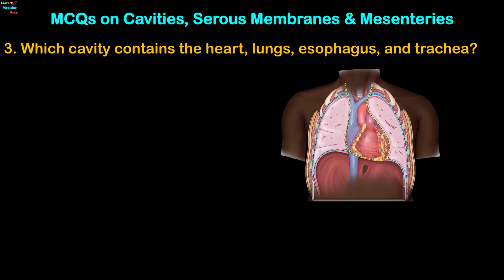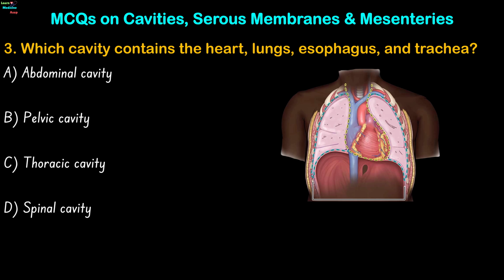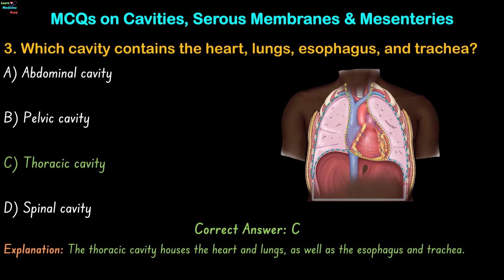Question 3. Which cavity contains the heart, lungs, esophagus, and trachea? Abdominal cavity, pelvic cavity, thoracic cavity, or spinal cavity? The correct answer is option C. The thoracic cavity houses the heart and lungs, as well as the esophagus and trachea.